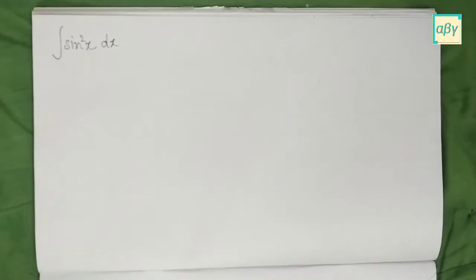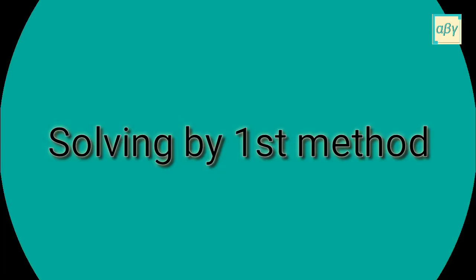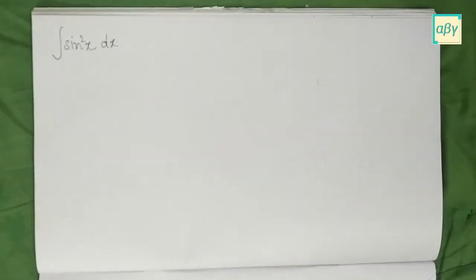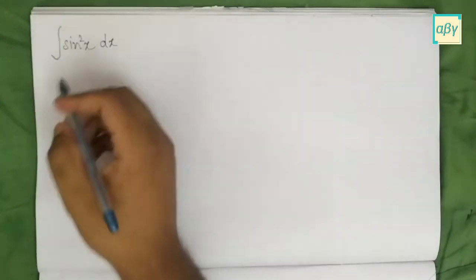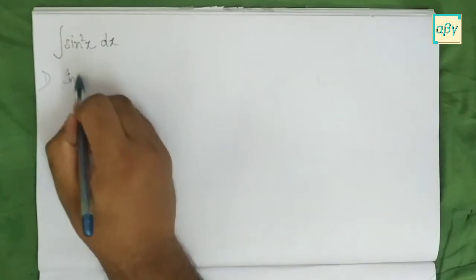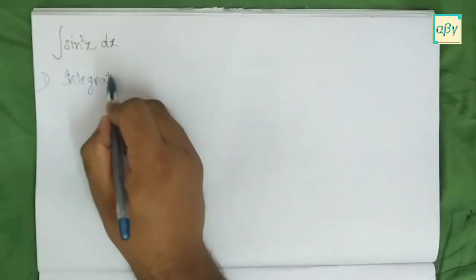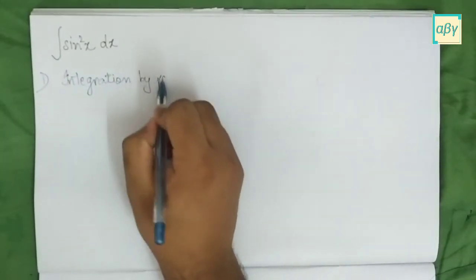So let's get started. Here I will find out the integral of sine square x using two methods. In the first method, I will be using the integration by parts method. So method 1, integration by parts method.